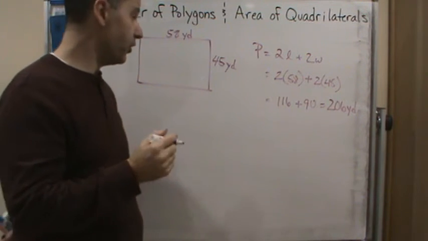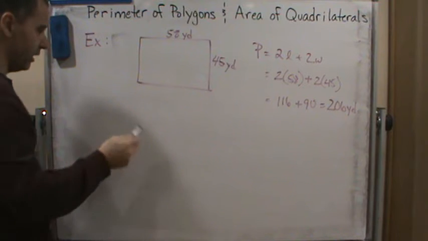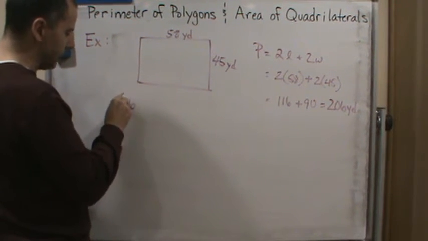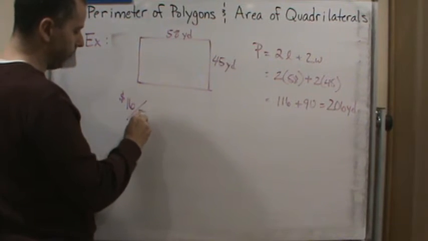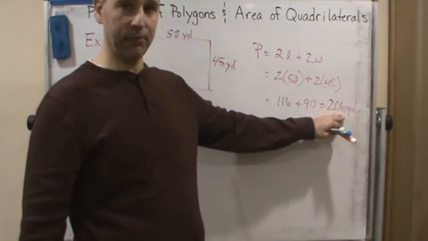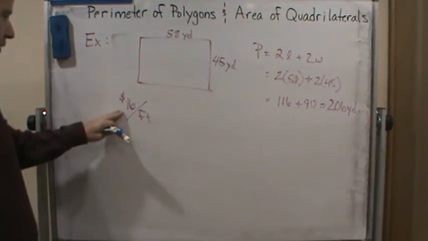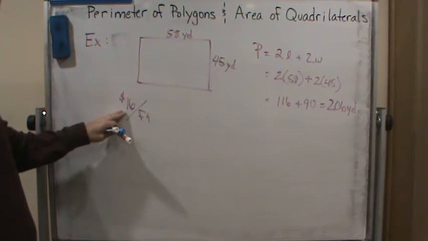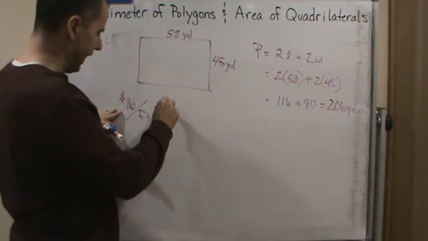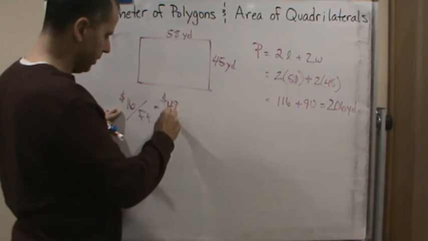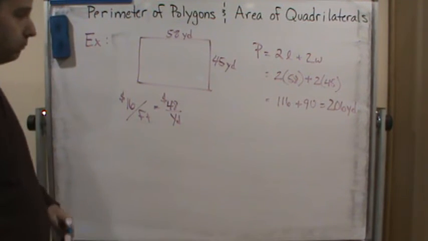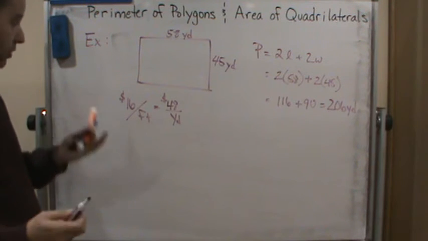Now here's the thing. The cost to purchase the fencing is $16 per foot. So we need to know what this is in feet because they're charging us per foot. Now I could change this into the yard. I could make this into, well, what? It's going to be $48 per yard. I could do that. Okay, there's nothing wrong with doing that.